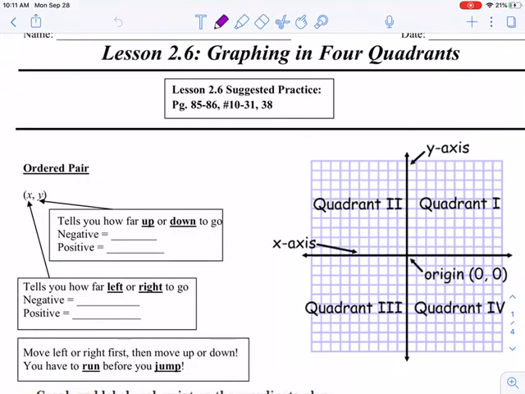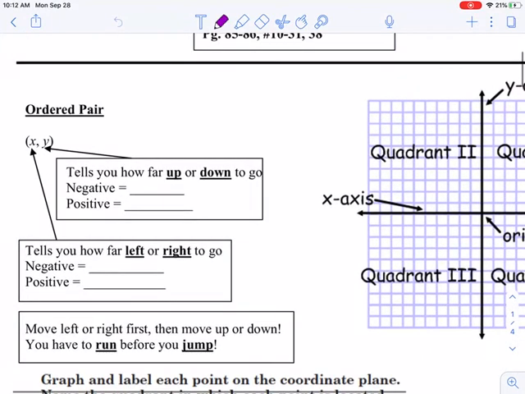You have an ordered pair, your x-coordinate and your y-coordinate. Your x-coordinate is going to tell you if you're going to go left or right. So a negative would be left, a positive would be right. So you always start with that. And then your y-coordinate tells you if you go up or down. If it's a negative, you're going to go down. If it's a positive, you're going to go up. So start with the x, left or right, and then go to your y.